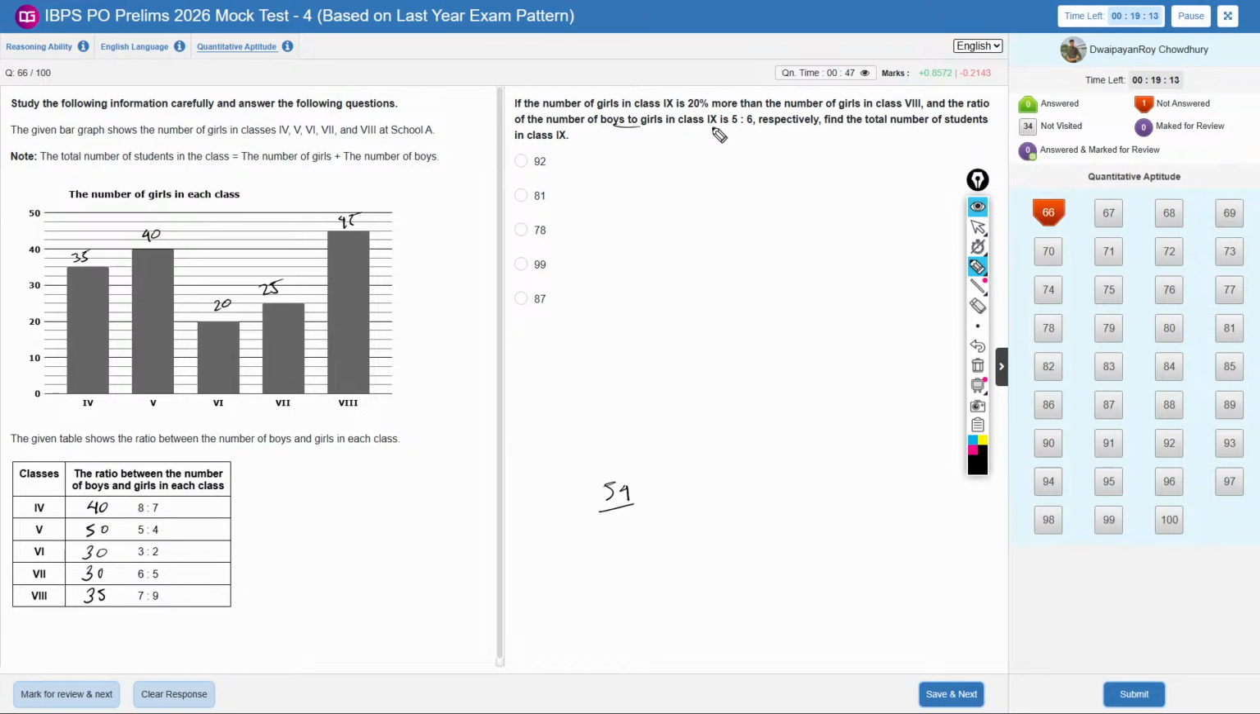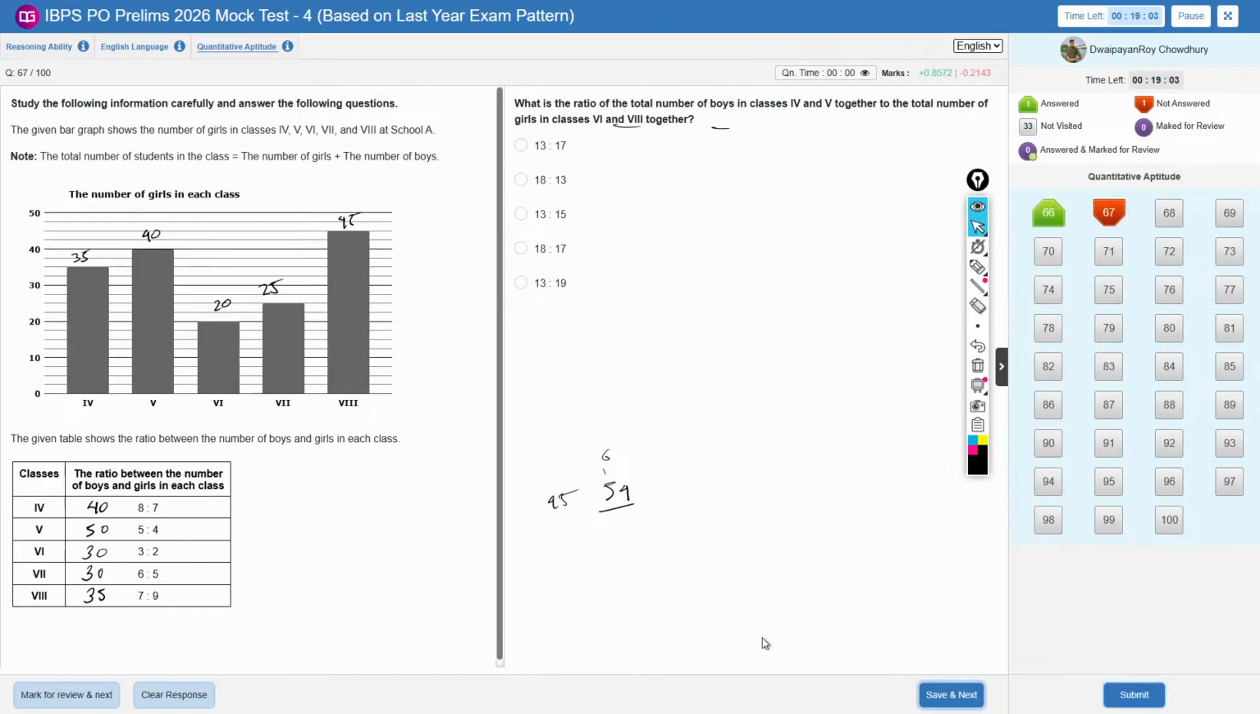The ratio of the number of boys in class 9 to girls. So this is 6, 9, 45. Total number of students in 9. The ratio of the total number of boys in class 4 and 5 together, boys in 4 and 5, 90 together, to the total number of girls in 6 and 7. Girls in 6 and 7. So 45. No. 6 and 8, right? So 65.